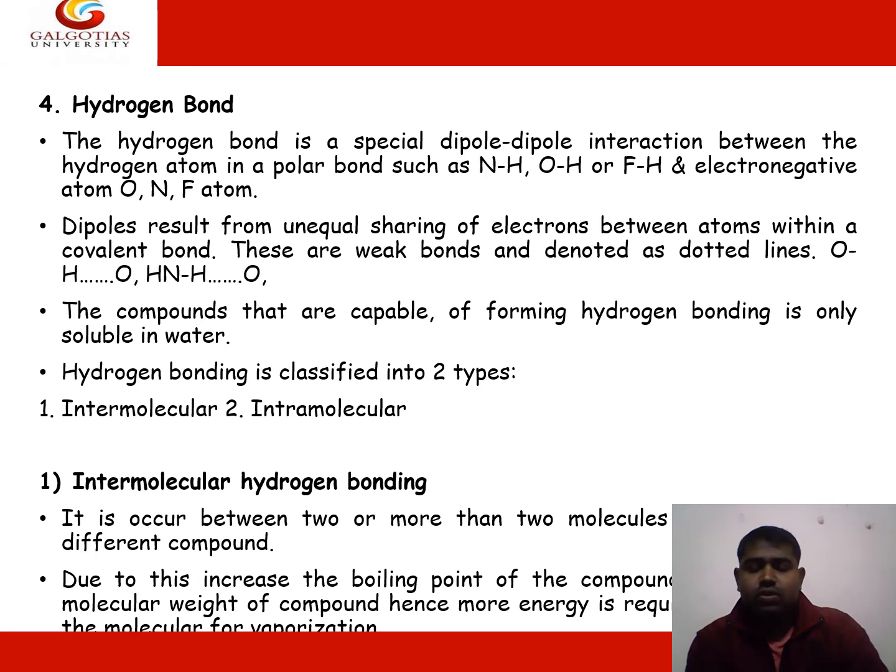Hydrogen bonding we can classify into two types. One is intermolecular hydrogen bonding, and the second is intramolecular hydrogen bonding. Intermolecular hydrogen bonding generally occurs between two or more molecules of the same or different compounds, and because of this it causes an increase in the boiling point and molecular weight of the compound. Hence, more energy is required to break this bond for vaporization. So now comes the next slide.